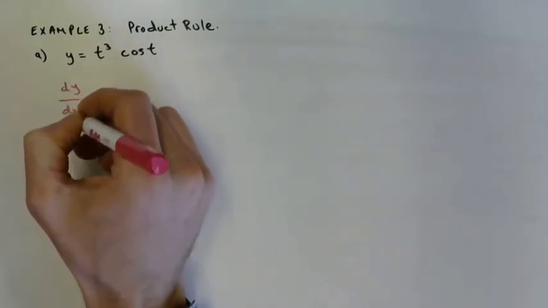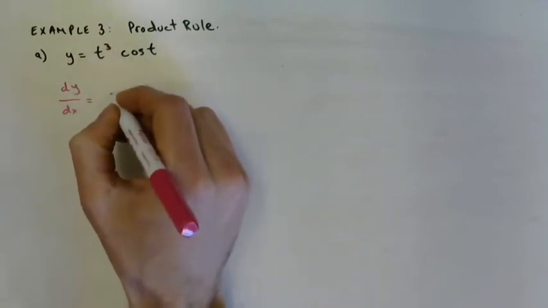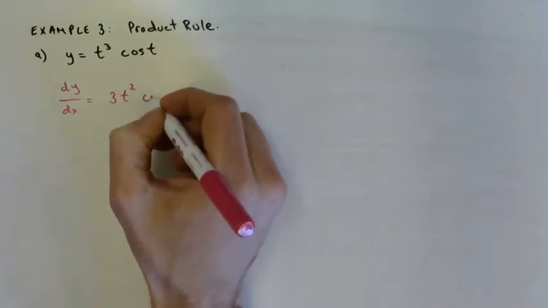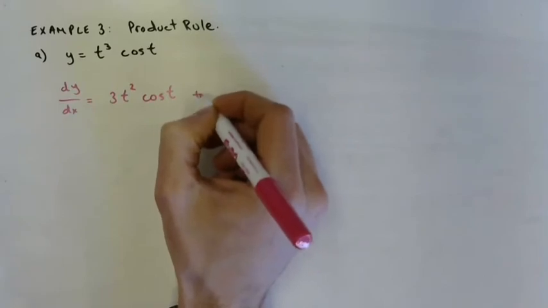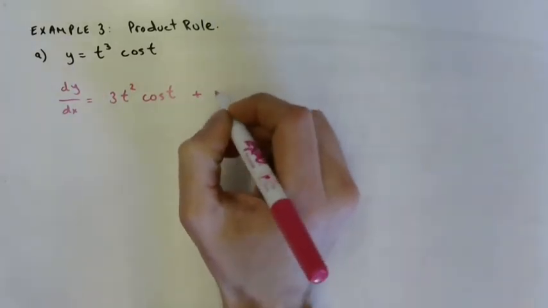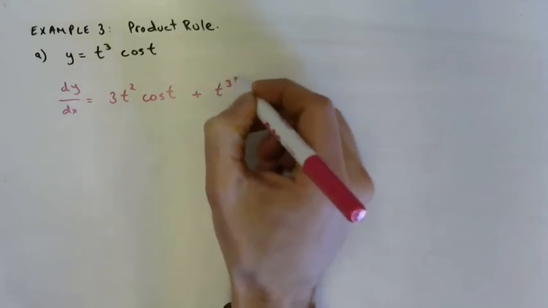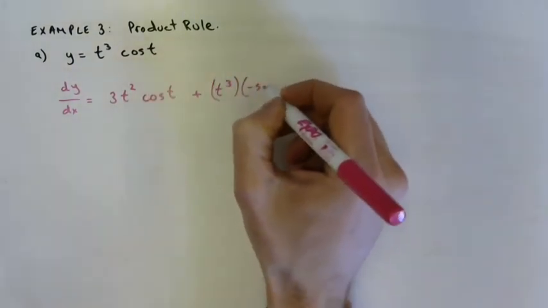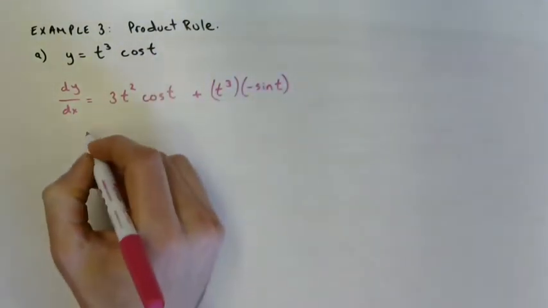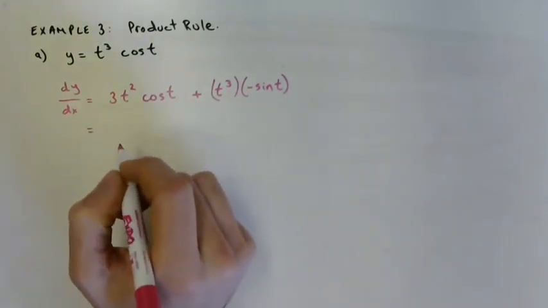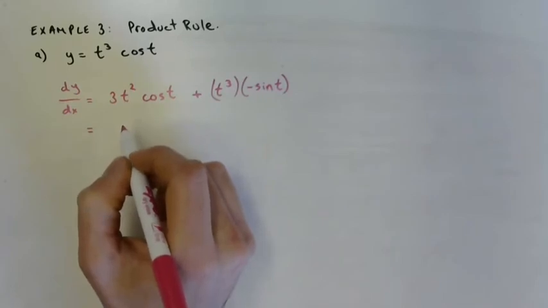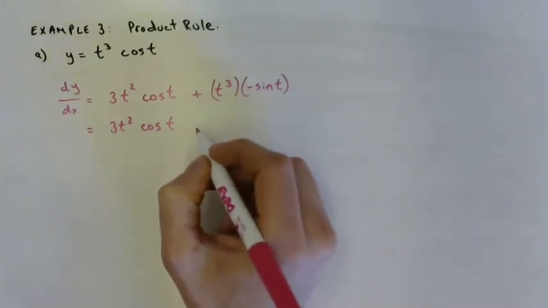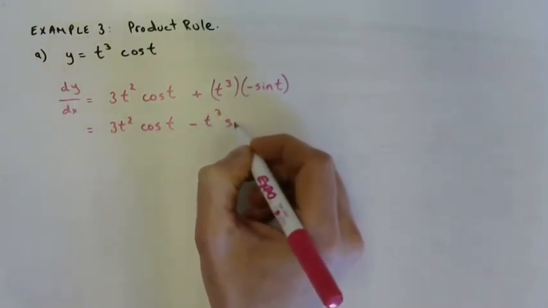We've got dy by dx. We're going to take the derivative of the first function, which is 3t squared. Multiply it by the second function unchanged. Then we're going to add the first function unchanged times the derivative of the second function. Cos t, derivative is negative sine of t. And then we can simplify. First piece is simplified already. Just copy it down. Second piece ends up being negative t cubed sine of t.